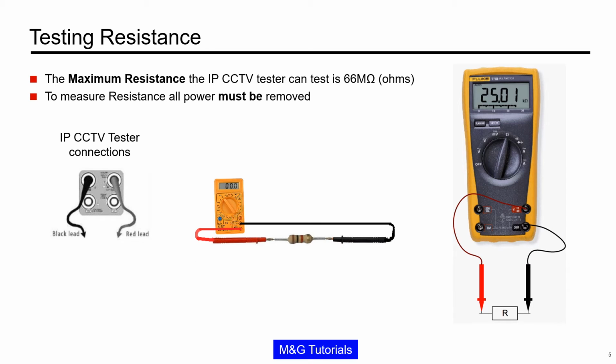Testing resistance. The maximum resistance the IP CCTV tester can test is 66 mega ohms. To measure resistance, all power must be removed. Place the meter across the resistor or across the circuit under test.